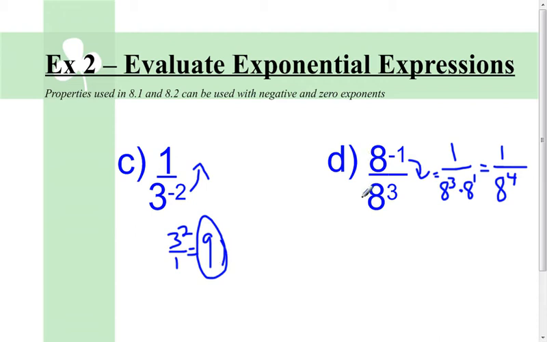Letter D. Well, this 8 to the negative first power, just this piece needs to pass over the fraction bar. So you pass him over. It looks something like this then, right? We have 8 to the third power and another 8 to the first power down there. And then we simplify that like we've done before. 8 to the third times 8 to the first is 8 to the fourth.